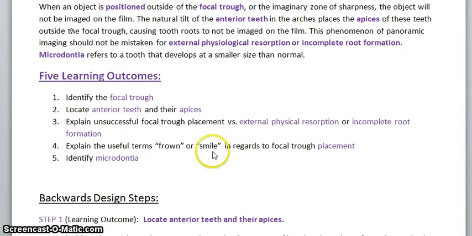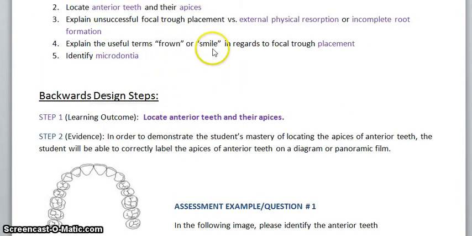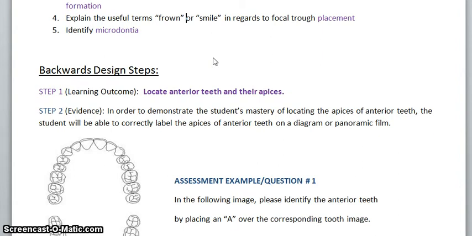The 5 learning outcomes I had were: 1. Identify the focal trough. 2. Locate anterior teeth and their apices. 3. Explain unsuccessful focal trough placement versus external physical resorption or incomplete root formation. 4. Explain the useful terms frown or smile in regards to focal trough placement. And 5. Identify microdontia. I understand that the terms frown or smile were not in the original passage, but this was one of the ways that I really learned this focal trough placement while I was in school, so I figured it would be a good thing to throw in there.